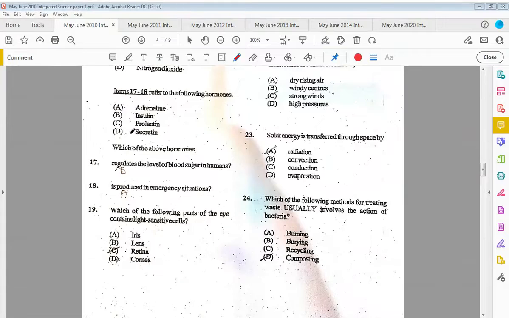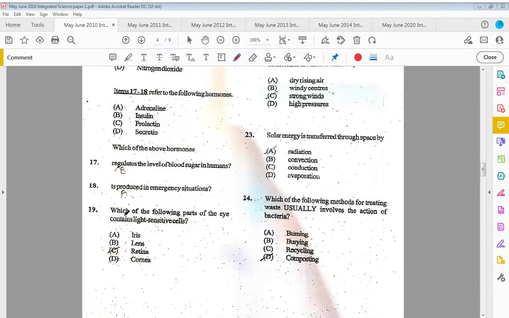So, which of the above hormones, 17, regulates the blood glucose, the blood sugar in humans? The answer would be B, insulin. And 18, which of the above hormones is produced in emergency situations? That would be A, adrenaline.